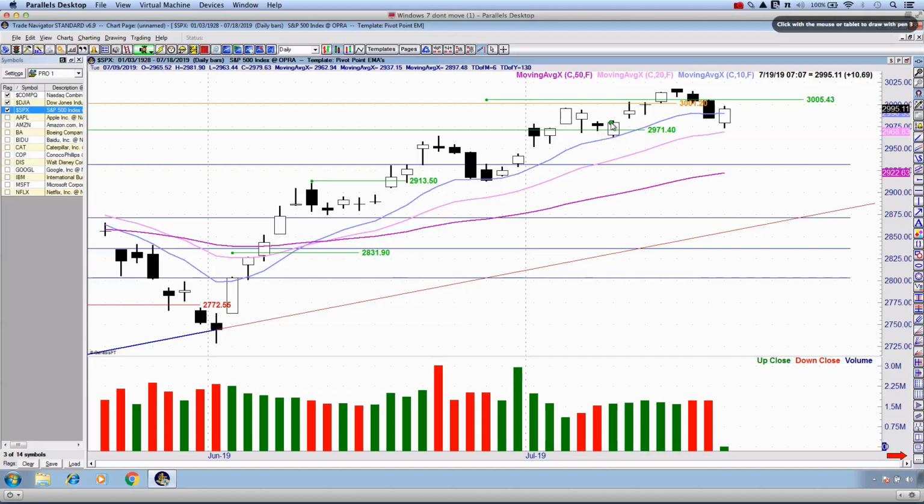But anyway, we've closed this gap over here. We still have this lower gap over here that doesn't necessarily need to fill.